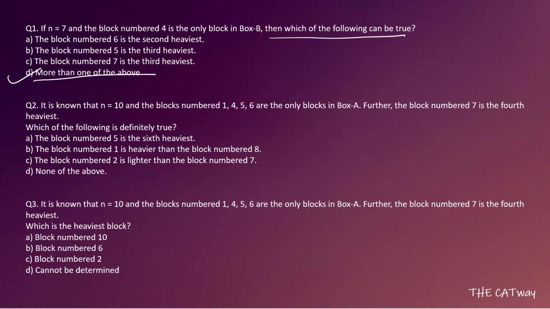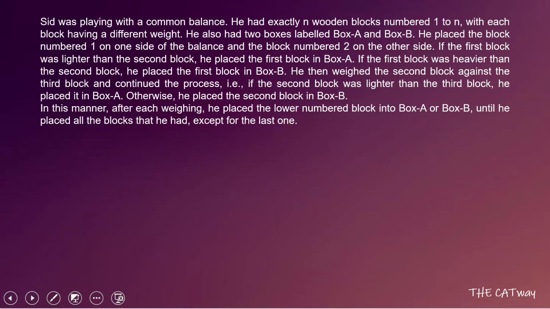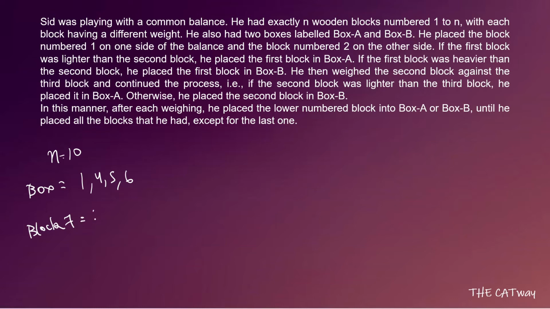Question number 2 says that if it is known that n is equal to 10, and the blocks numbered 1, 4, 5 and 6 are the only blocks in box A. Further, the block number 7 is the fourth heaviest. Okay, so let's see what we can do regarding that. It has been said that n is equal to 10, and in box A which ones are there? 1, 4, 5 and 6, and block 7 is the fourth heaviest. Okay, so let us find out what will happen.